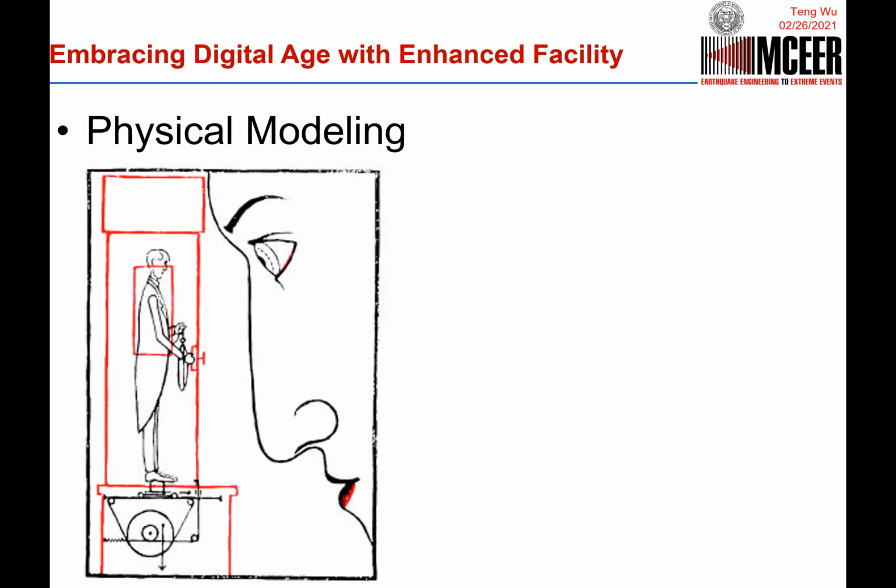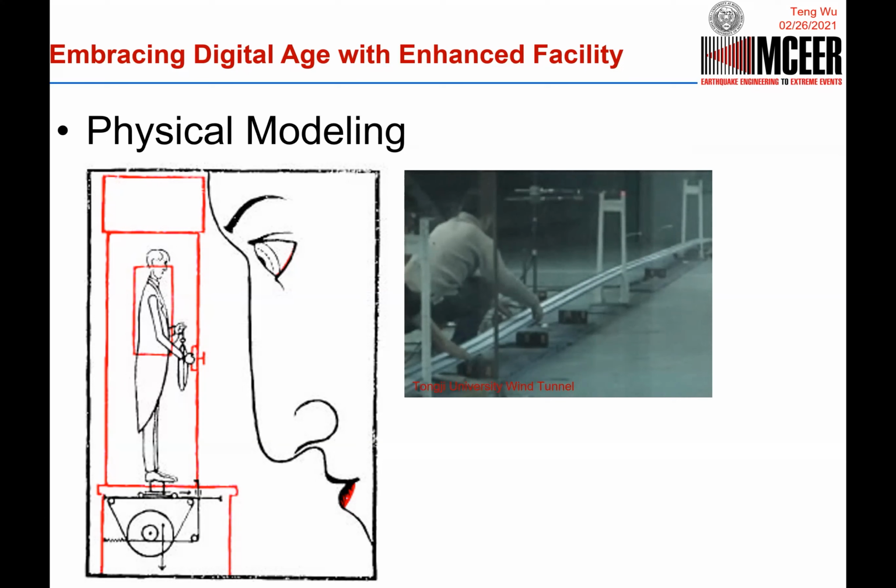That is to use physical modeling, with some scaling laws and similarity rules. By the way, this was developed by Professor Scott at MIT. I forgot to add the credits. So this is the bridge model in Tongji University's wind tunnel. In this approach, we put everything in the lab in the physical world, using the wind tunnel.